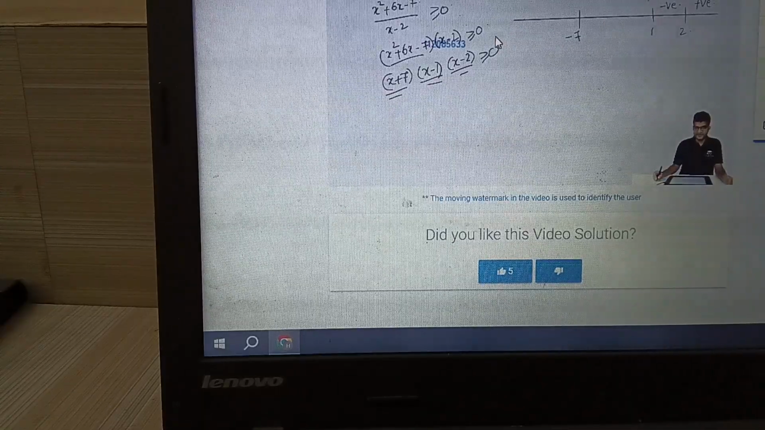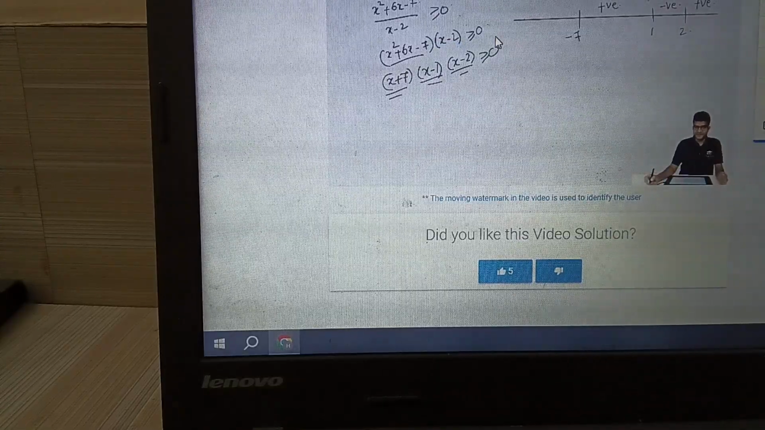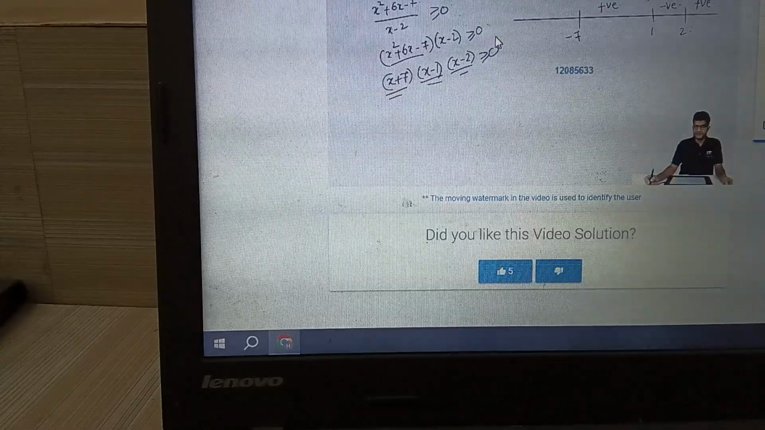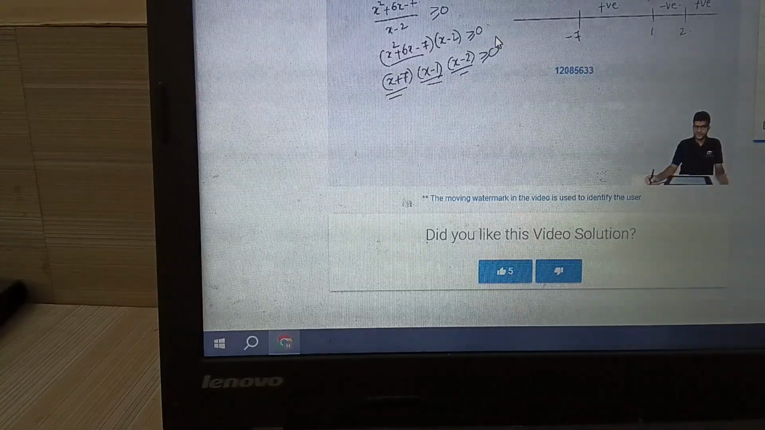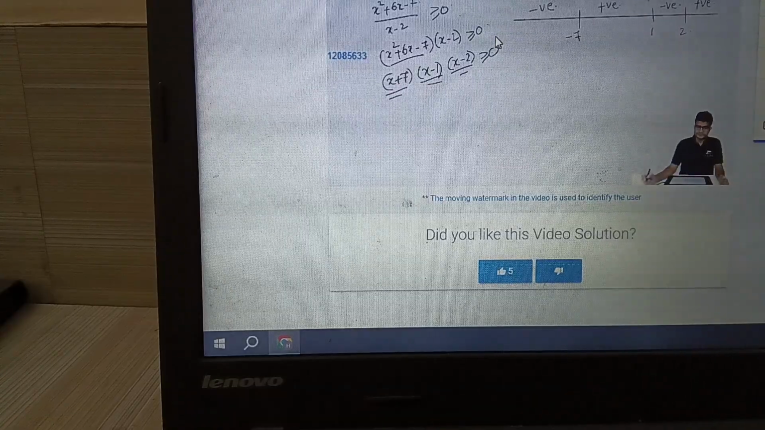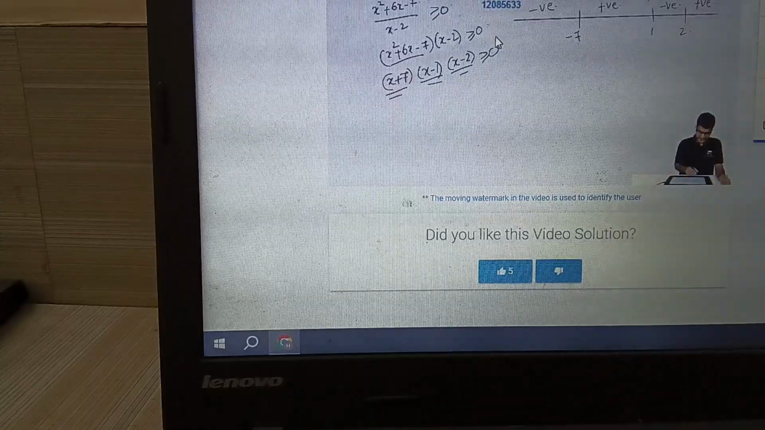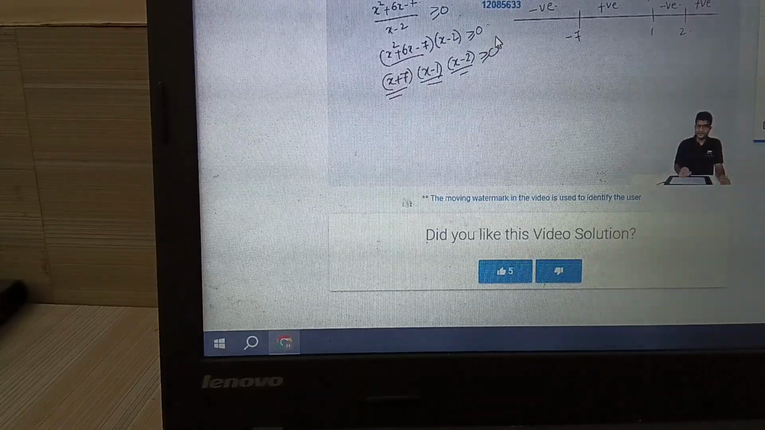Similarly, if x lies between minus 7 and 1, there will be two negative terms, that is x minus 1 and x minus 2, but x plus 7 will be positive. And so the product will be positive. If x is less than minus 7, all three terms will be negative, so the product also will be negative. Now what are the integers for which this product is greater than or equal to 0?